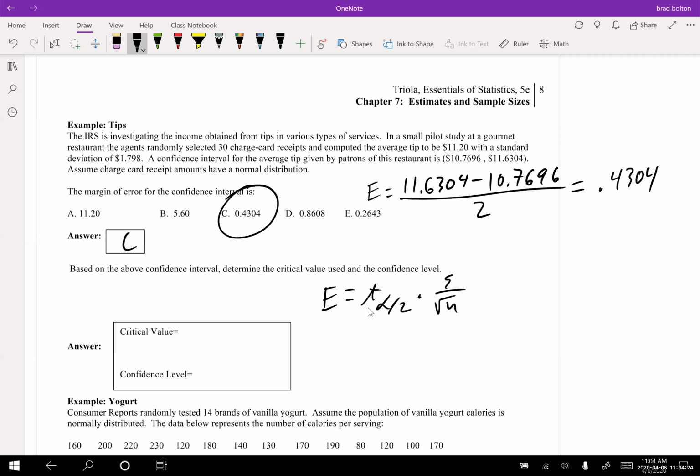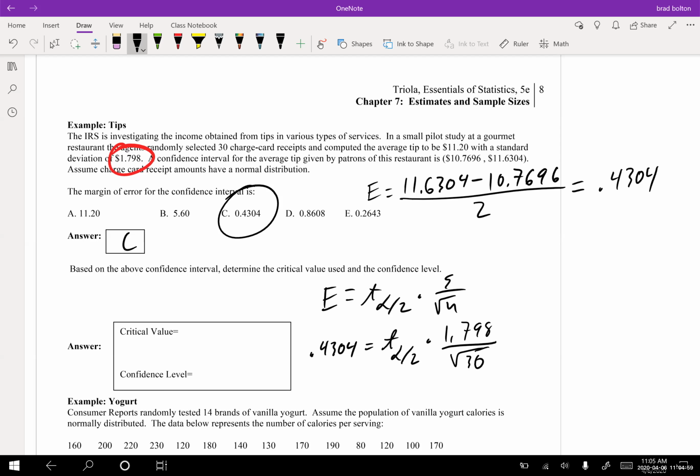Well, we just found the error to be 0.4304, so I'm going to type that in. And that's equal to T alpha over 2 times. Now, do we know the standard deviation of this problem? We know the standard deviation is what? With a standard deviation of 1.798, it's right here. So I'm going to do 1.798, and I'm going to divide it by the square root of how many? 30 charge card receipts.